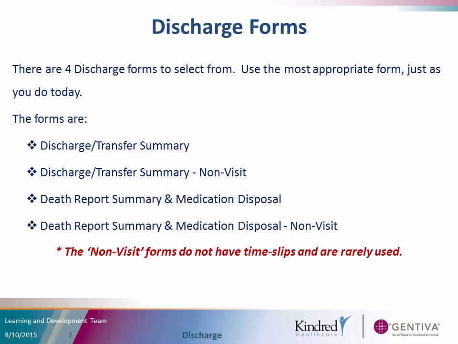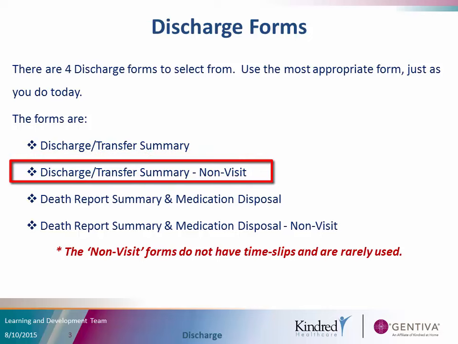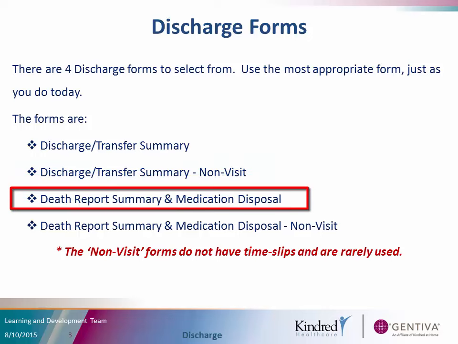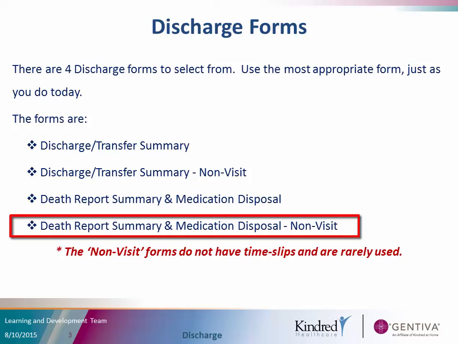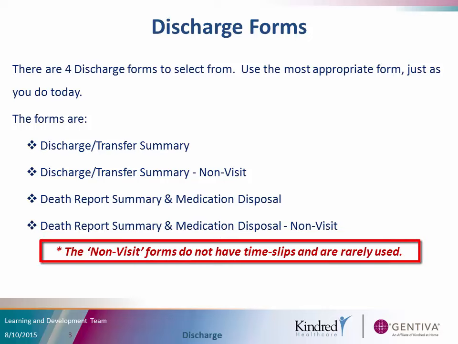There are 4 different discharge forms to select from. The skilled nurse will select the most appropriate form just as they do today. The forms are the Discharge Transfer Summary Form, the Discharge Transfer Summary Form Non-Visit, the Death Report Summary and Medication Disposal, the Death Report Summary and Medication Disposal Non-Visit. The non-visit forms do not have time slips and are rarely used.